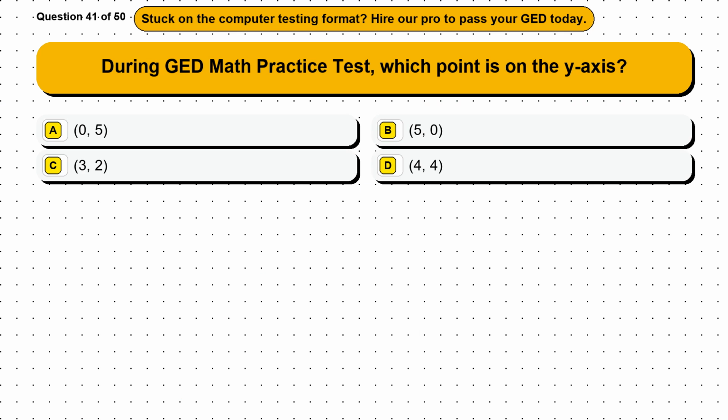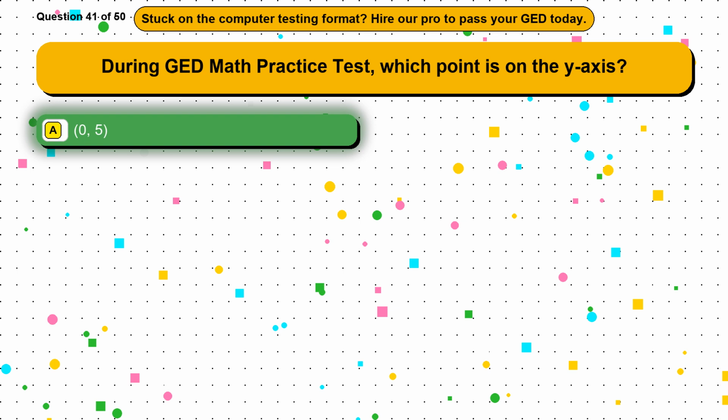Question 41. During GED Math Practice Test, which point is on the y-axis? Option A, (0, 5). Option B, (5, 0). Option C, (3, 2). Option D, (4, 4). The correct answer is option A, (0, 5).